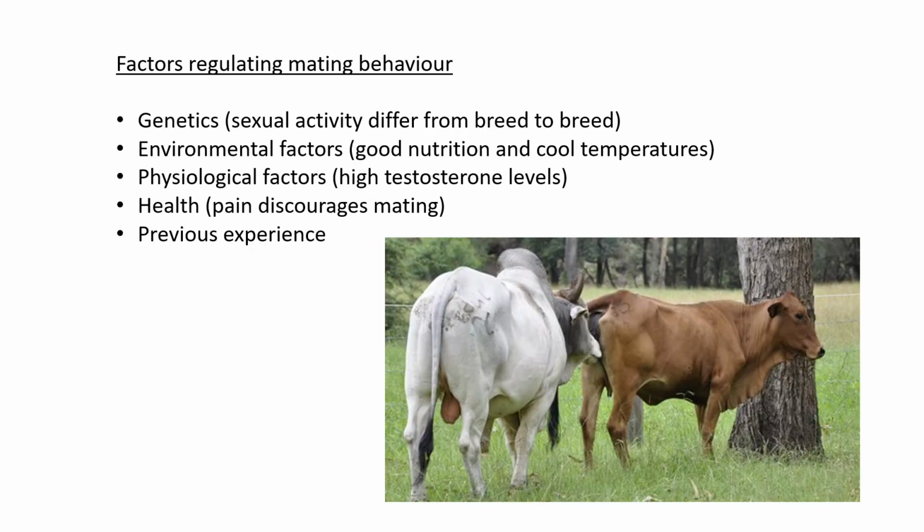Okay, so some factors that regulate mating behavior. The first thing is genetics. Sexual activity differs from breed to breed. If we look at cattle, whether it's a Brahman or an Angus and so on, you get different breeds of bulls, and depending on the breed, some are sexually more active, some are less active. So genetics plays a role in the type of breed, whether the animal will want to mate naturally more often or maybe less.